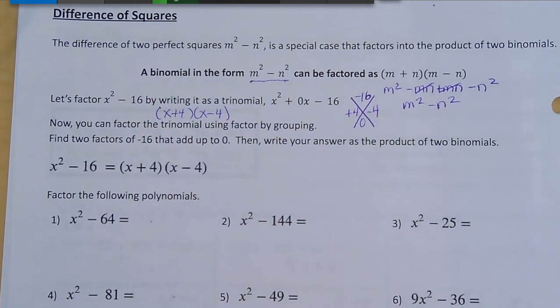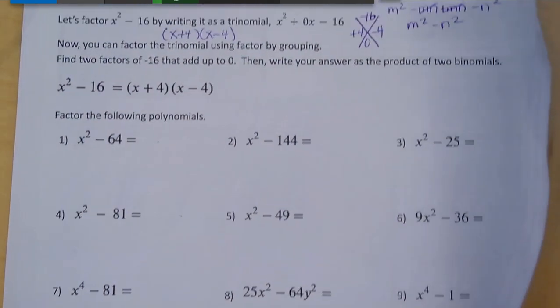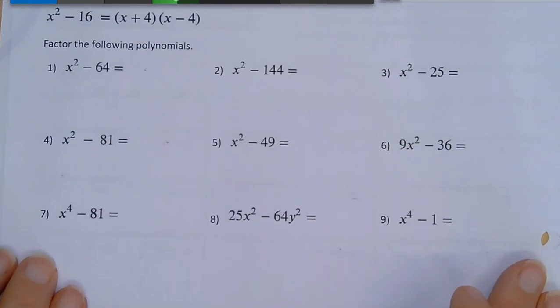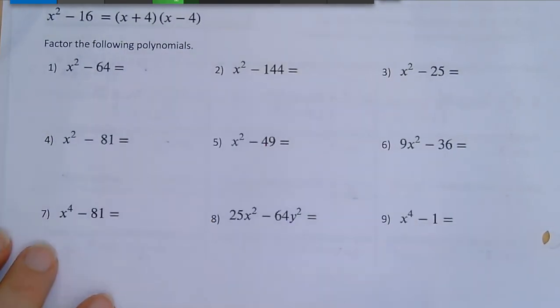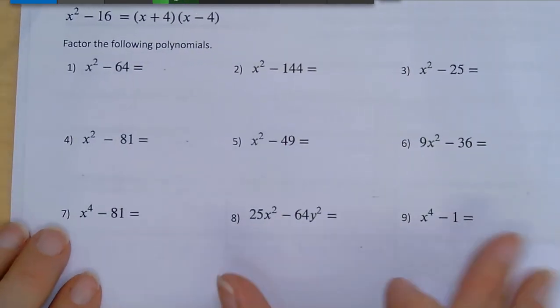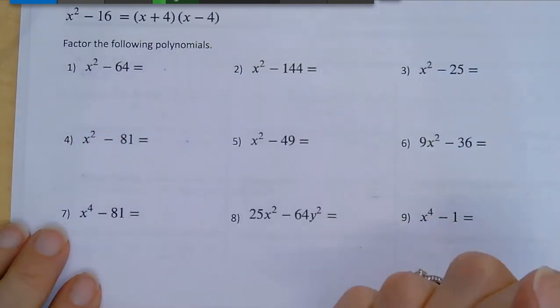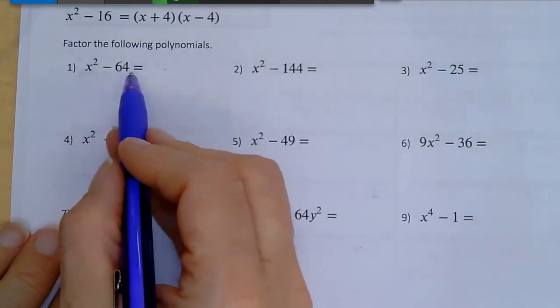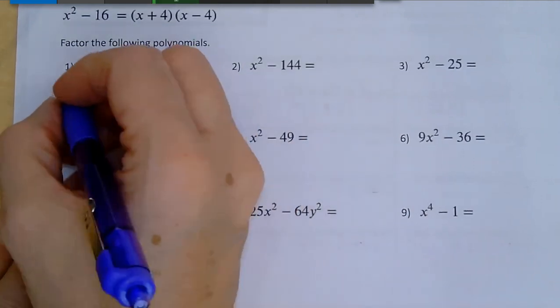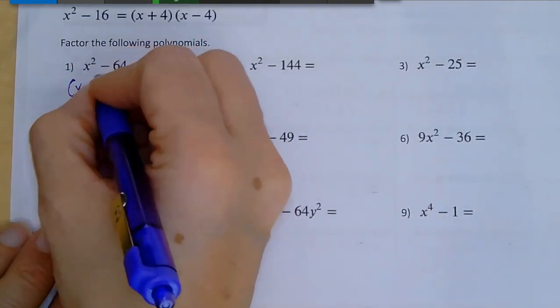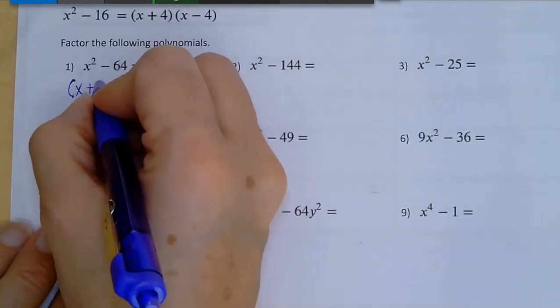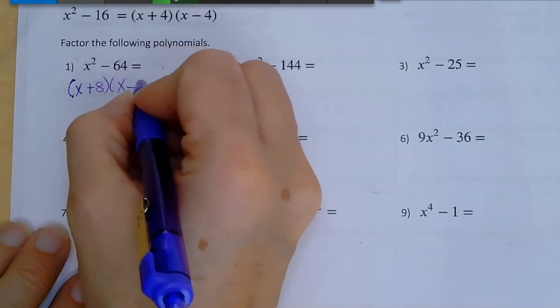All right, so let's take a look. We're going to factor these polynomials down here. So if I have just two terms, if it's just a binomial, I'm going to look: is it a perfect square minus a perfect square? This is x squared minus 64. So I know that I'm going to take the square root of the first and the square root of the last. I'm going to have x plus 8 times x minus 8.